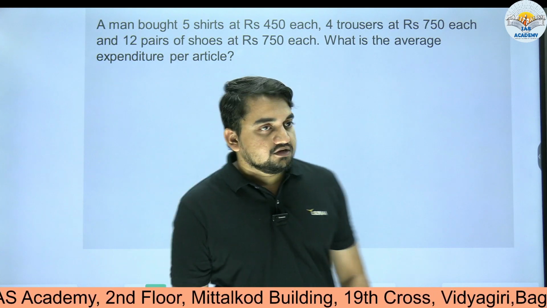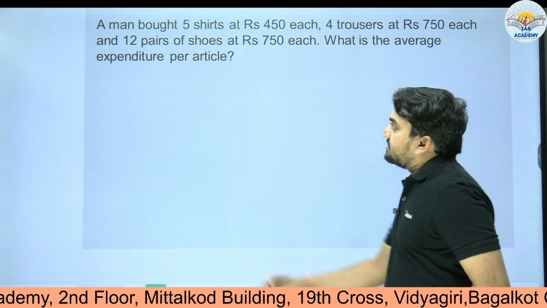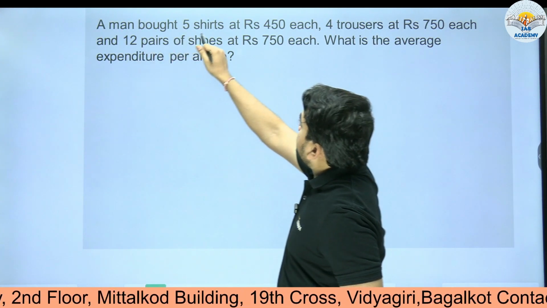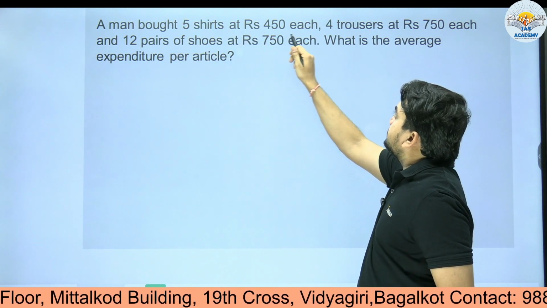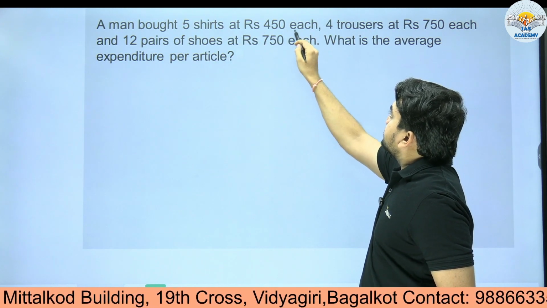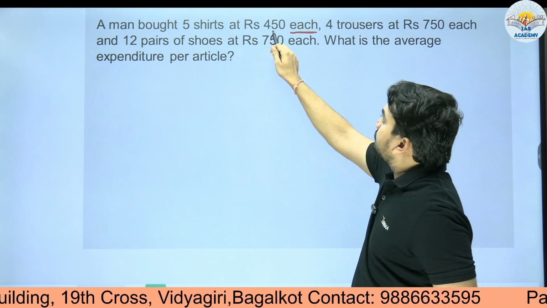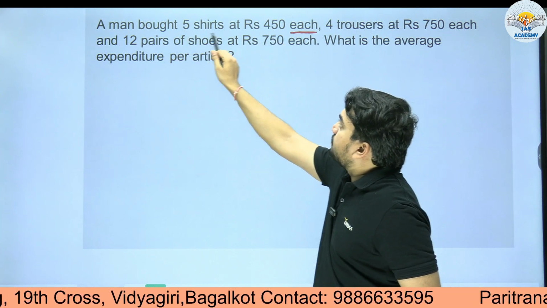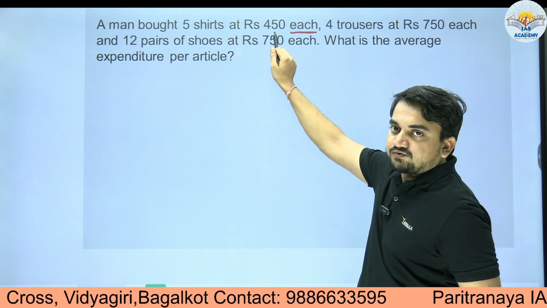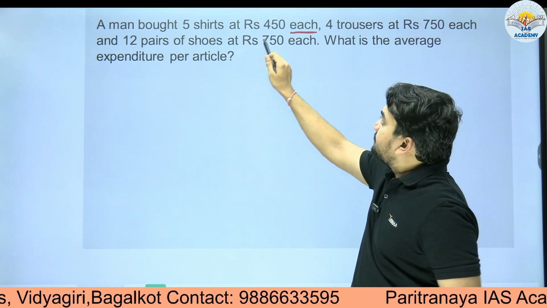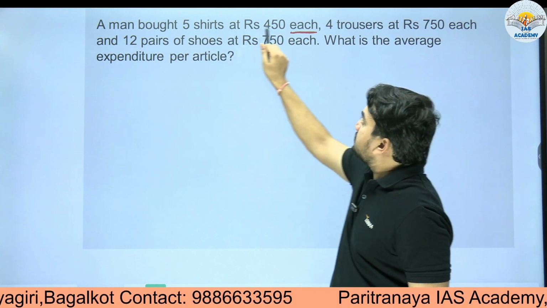All right. So according to the question, a man bought 5 shirts at rupees 450 each. So remember, here they have given each shirt cost 450. All right, not 5 shirts combined cost 450. No, it's not right. For each they have given. So one shirt costs 450.